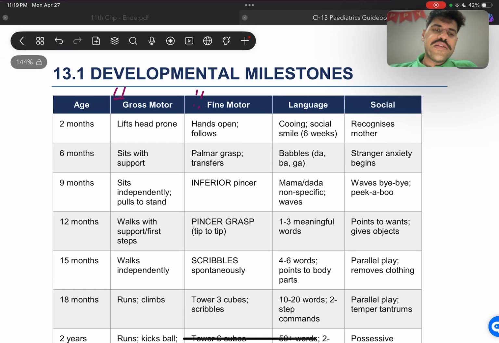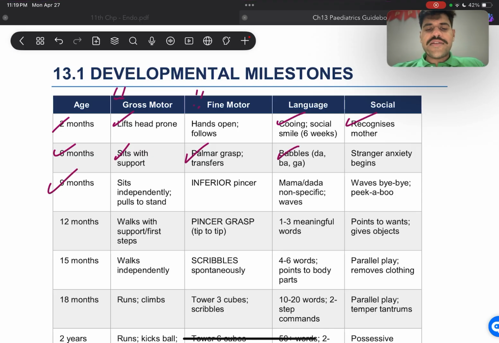All right. Now the important one for 2 months is that they can lift their head. They have cooing and they recognize their mother. At 6 months, they sit with support. They have a palmar grasp, and they can transfer an object from one hand to the other, and they just babble. At 9 months, they can sit independently, pull, and with pulling they can stand. Then they have an inferior pincer grip. Then language: mama, dada, and they wave bye-bye and play peekaboo.